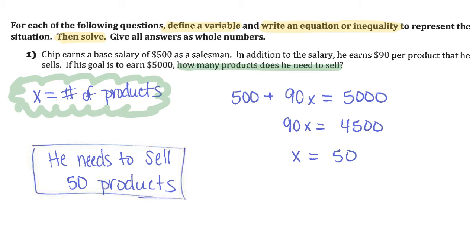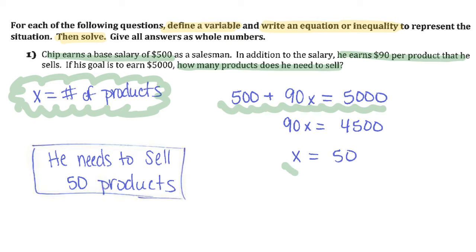So now that we have a variable, let's talk about our equation. In the beginning, it says Chip earns a base salary of $500. So we're going to start our equation off with 500. And then in addition to that salary, he earns $90 per product. So we're adding on 90 times x. And his goal is to earn 5,000. So notice I've set that equal to 5,000.